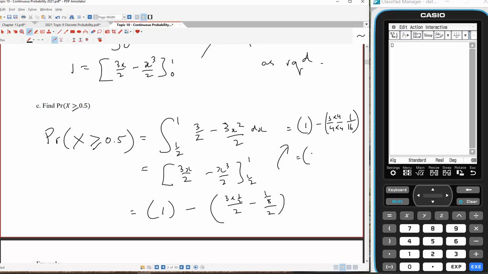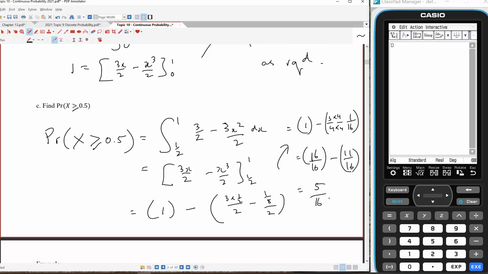So that is 1, let's just write that as 16 on 16, take away 12 on 16, take away 1 on 16. Mental blank here, 11 on 16. I hope I've got that right. 12 take away 1 is 11, okay? 5 on 16. So the probability that x is greater than or equal to 0.5, or greater than 0.5 if you want, is 5 on 16.